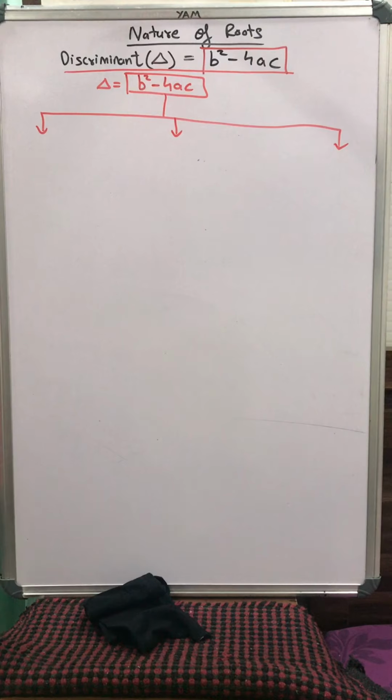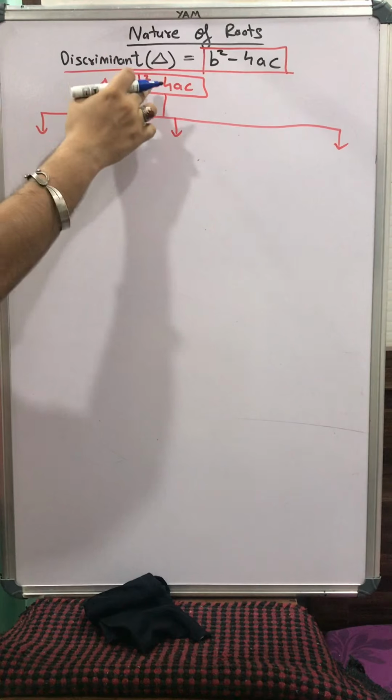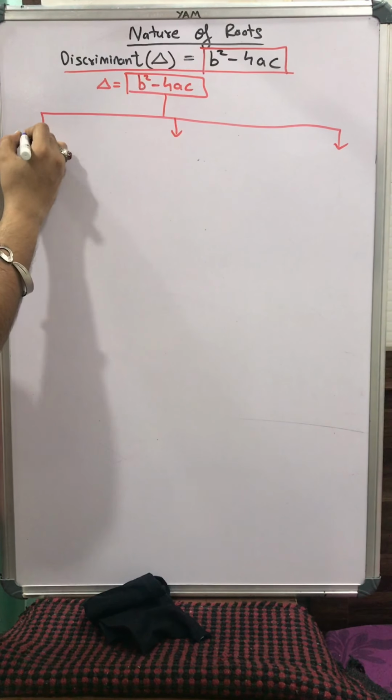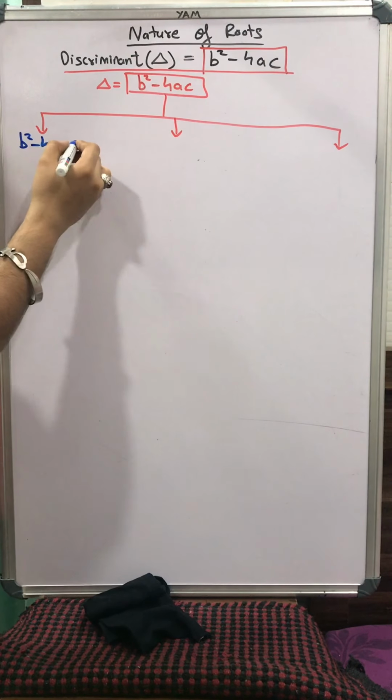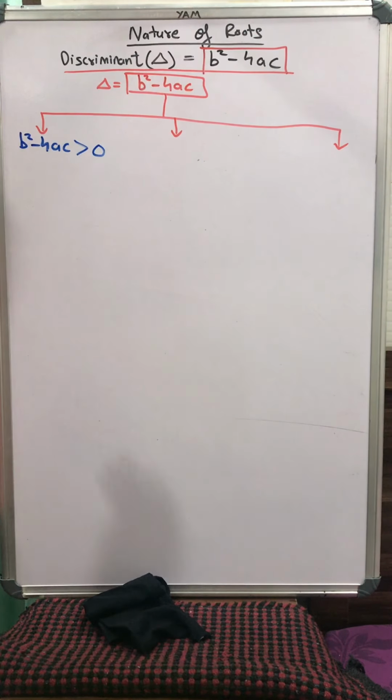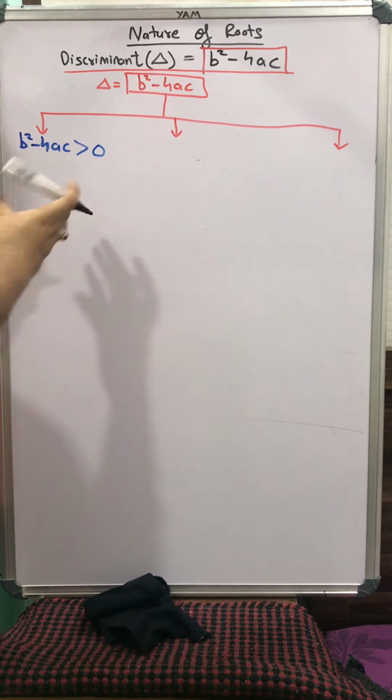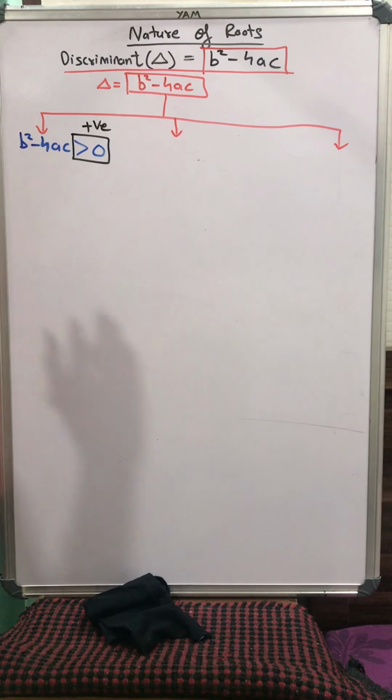The first one, I'll say, it can be the case, I'm using the word can, that you find the value of b square minus 4ac and you get an answer which is greater than 0. That means, what do you mean by greater than 0? Greater than 0 means any positive value, any positive value greater than 0. It should not be 0. This is the first case.